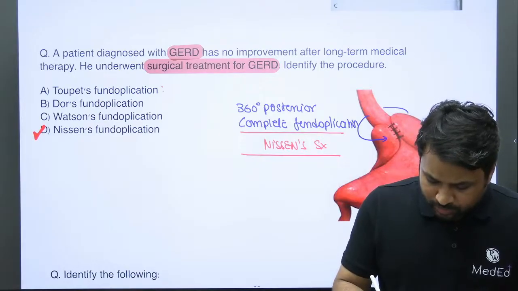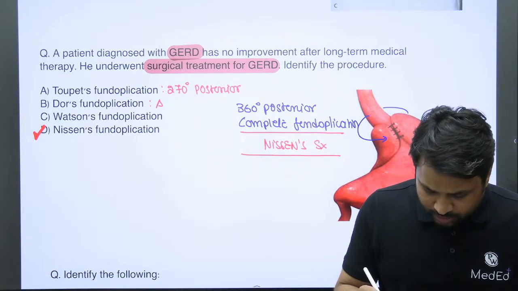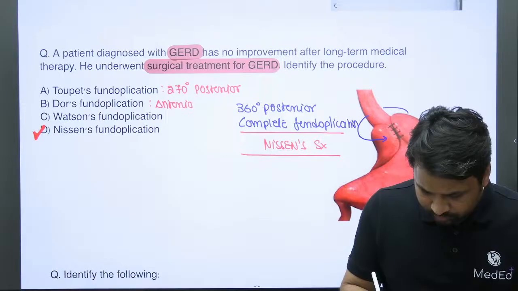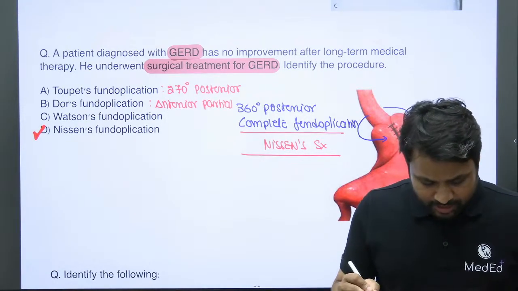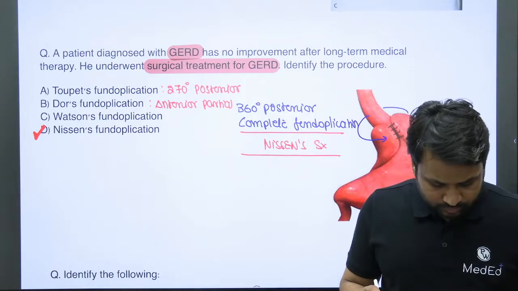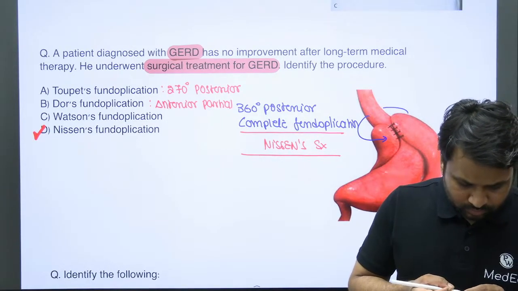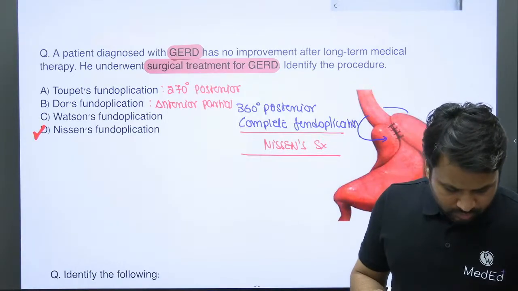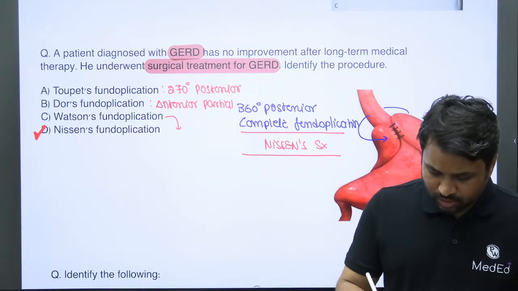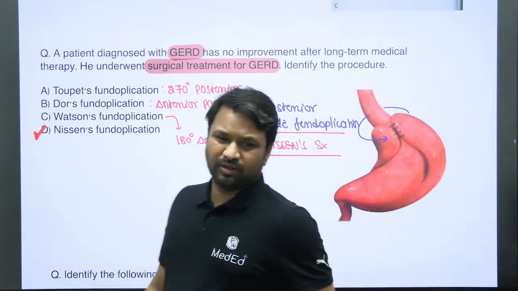Option A is going to be 270 degrees posterior, so it is partial. Another one is, again, an anterior partial fundoplication. Can anyone tell me what is Watson's fundoplication? Watson's is also anterior, right? I don't want to talk about degrees, but it is 180 degrees anterior, maximum, if they want to confuse you in your exam. Nothing more than that.